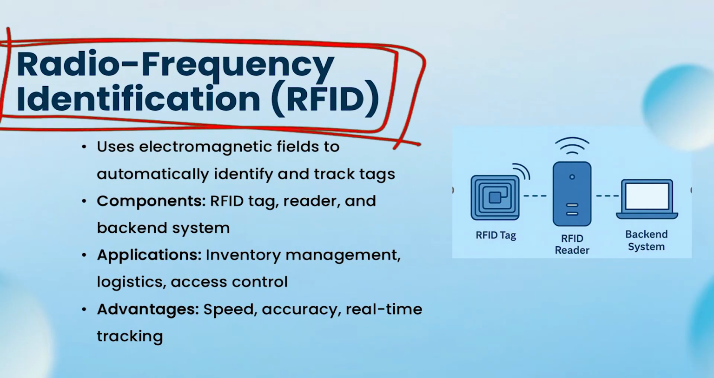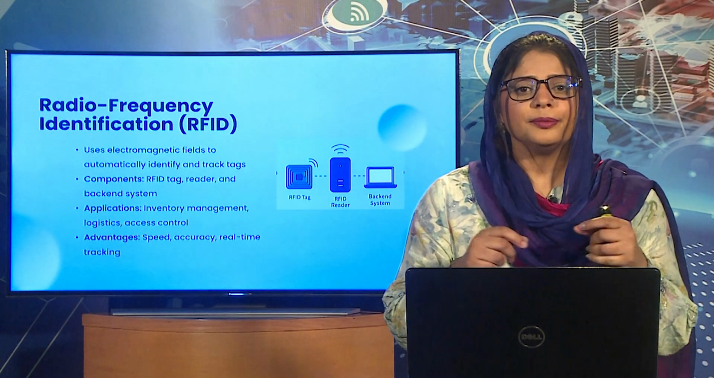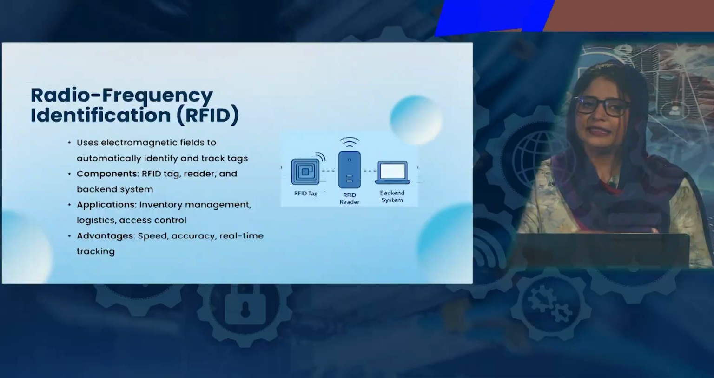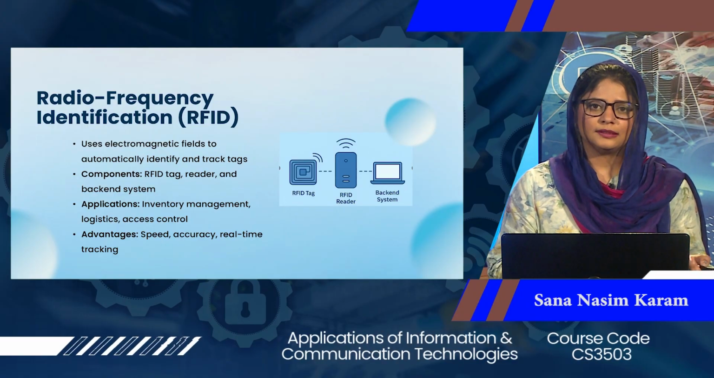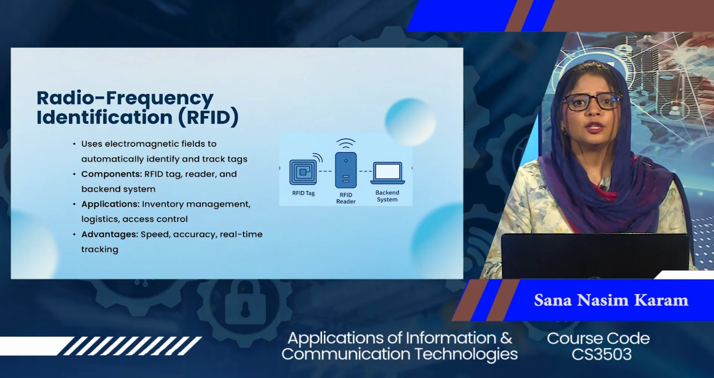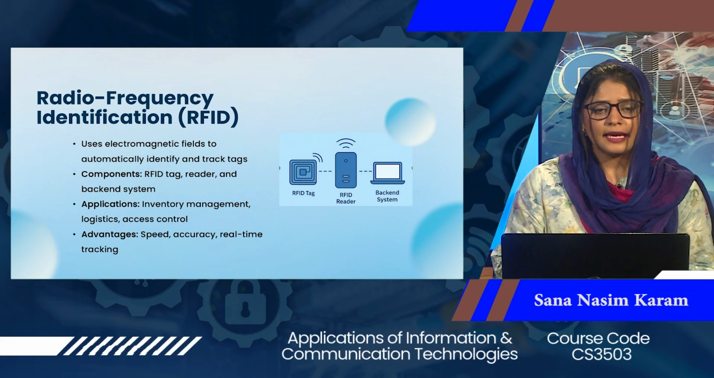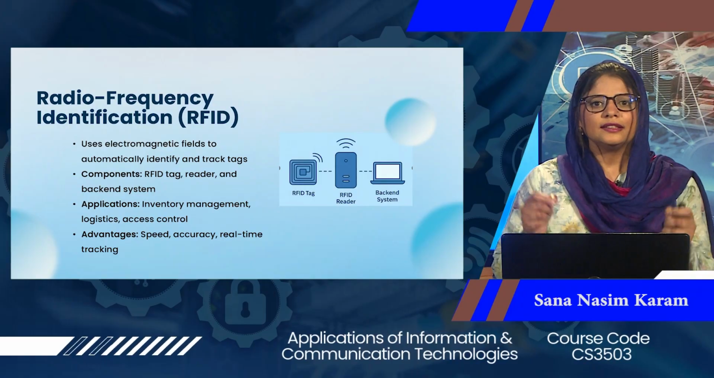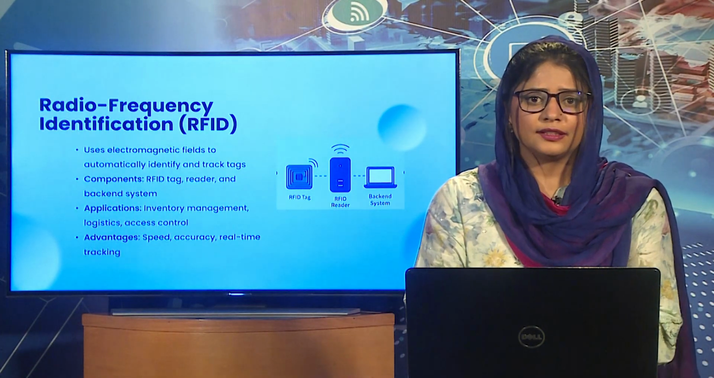Next is a powerful and widely used technology, radio frequency identification, or RFID. RFID is a technology that uses electromagnetic fields to automatically identify and track objects through small devices known as RFID tags. These tags can be attached to almost anything: products, ID cards, vehicles, or even animals. The RFID system is made up of three main components: the RFID tag, the RFID reader, and the backend system. The RFID tag stores the data, the RFID reader scans the tag using radio waves, and the backend system is where the collected data is stored and processed.